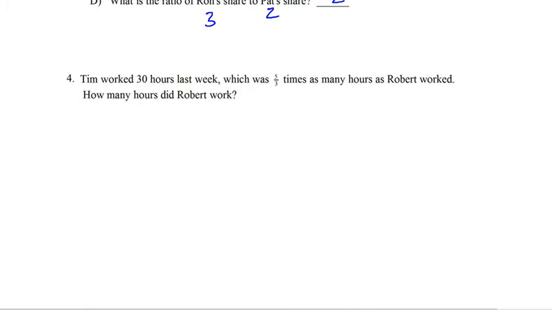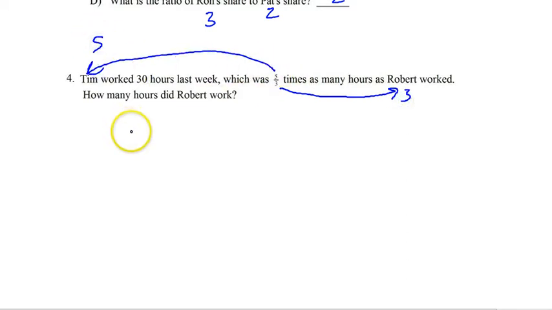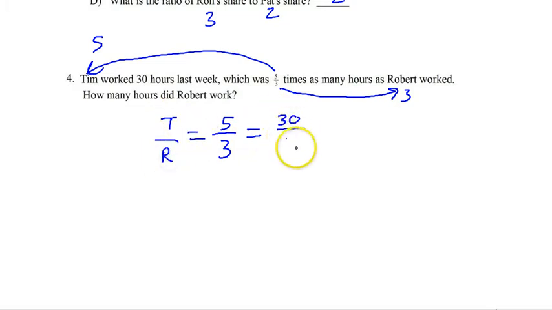Alright, let's see if you can answer this one correct. We're going to do it together. Tim worked 30 hours last week, which was 5/3 times as many hours as Robert. So we know that Robert did 3 to Tim's 5. Okay? And Tim worked 30 hours. So if we do a 5-to-3 ratio, and this is Tim to Robert, then we know that Tim did 30 and Robert, well, we don't know. And you can do an equivalent fraction, which gives us 18. So Robert did 18 hours.